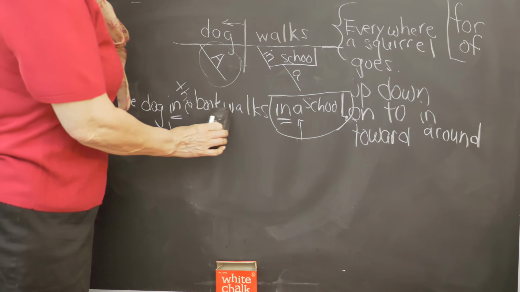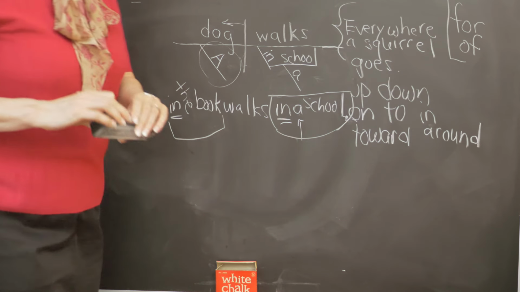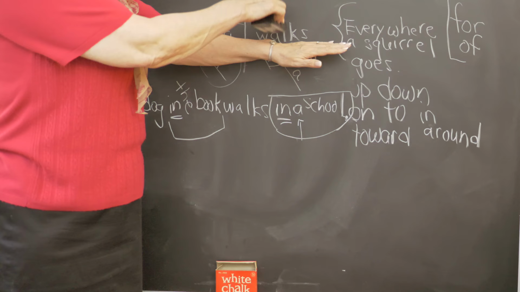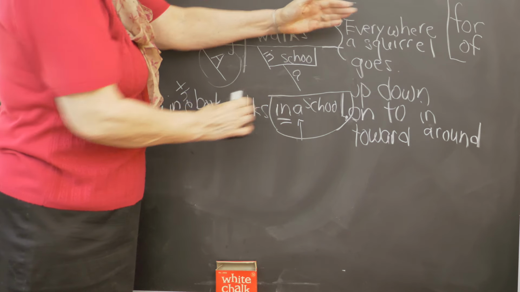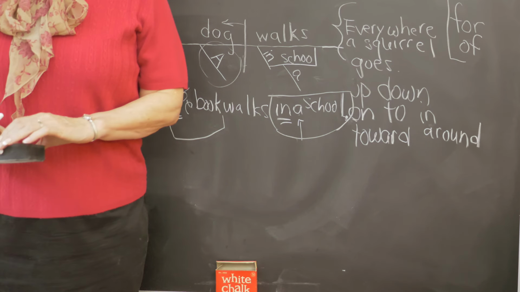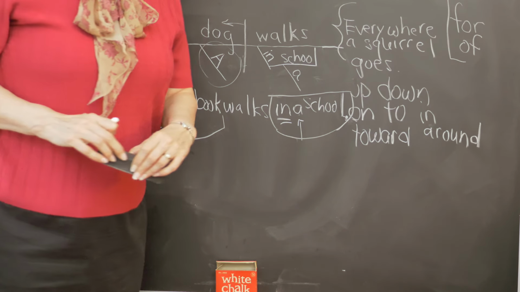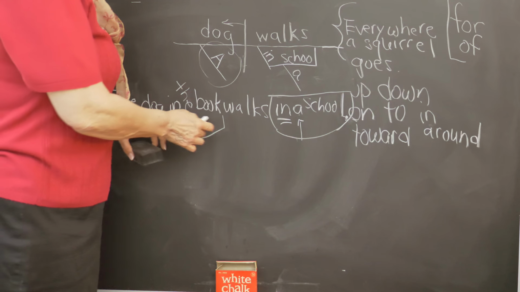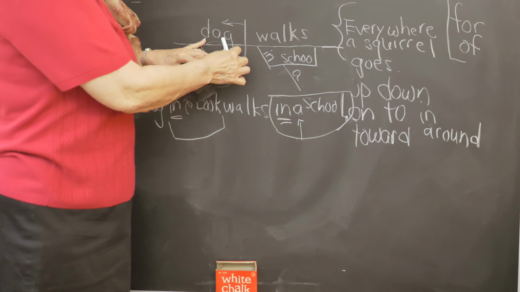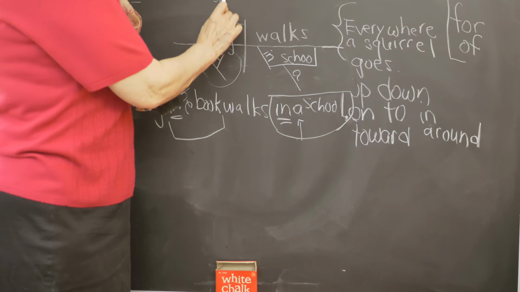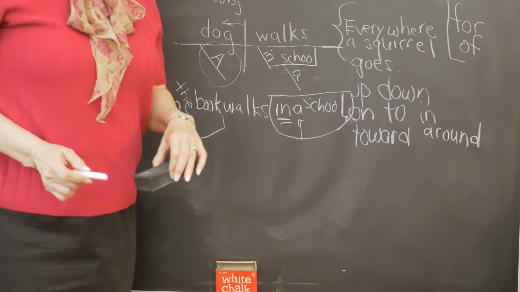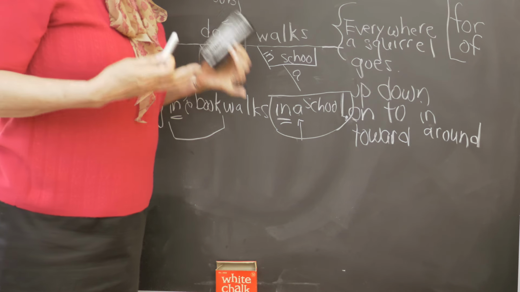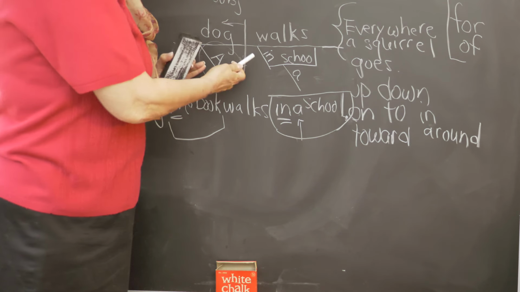The dog in the book walks in a school. So where are we going to put this prepositional phrase? Is it going to be above the line or below the line? Right, Amy, it is below the line, because it's not a main part of the sentence. It's telling us something about the dog, and the dog is the main part. The dog is the subject of the sentence. It's the thing we're talking about. And so anything that tells us more about that subject is going to go underneath that subject.